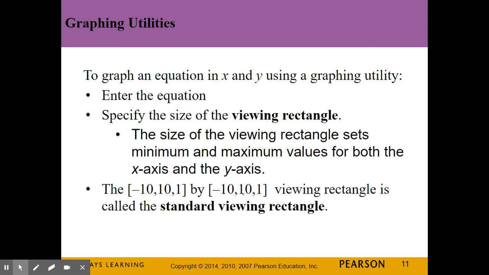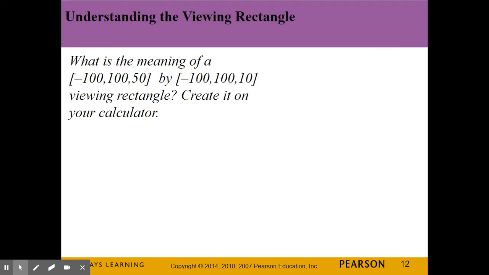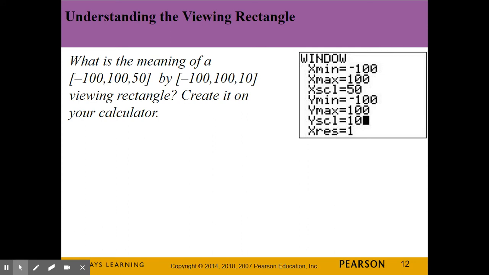And then the same thing would be for the y's there. Negative 10 would be the bottom, 10 would be the top, and each tick mark is 1 unit. That's what's considered the standard viewing rectangle. All right. On your graphing calculator, when you open up window, this is what that means.